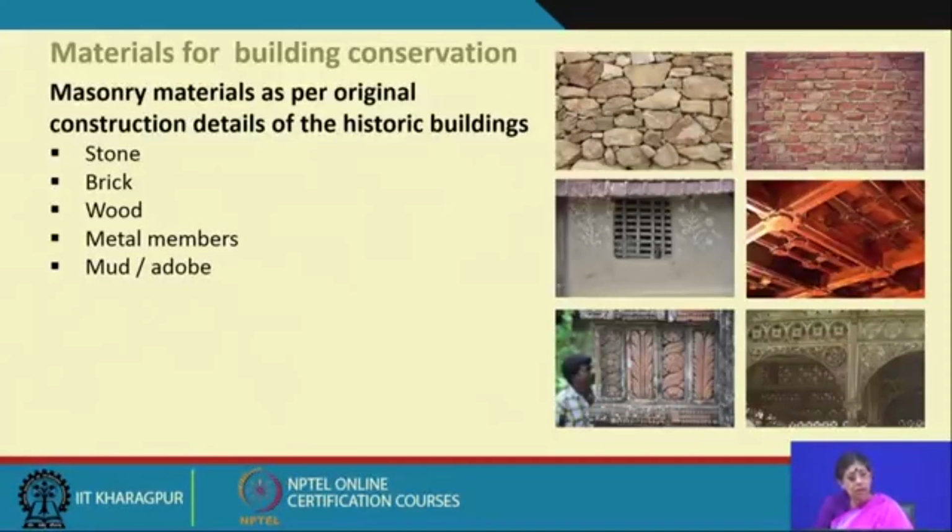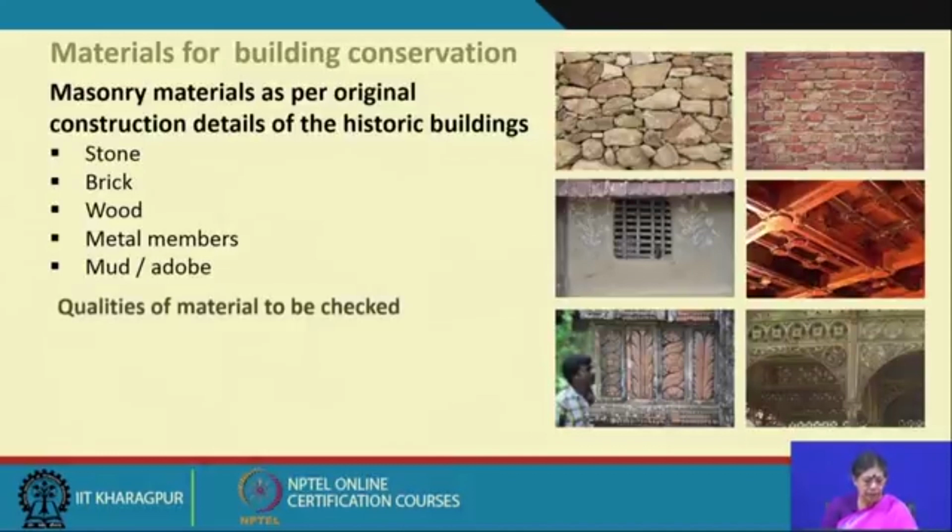So, terracotta tiles or bricks of terracotta which were burnt later on, brick in a way also. Terracotta is another one where a lot of decorations were done. So, stone, brick, wood, metal members and the mud and adobe, and there are subcategories, they are used in combination sometimes. So, these are some of the major masonry materials which we see.